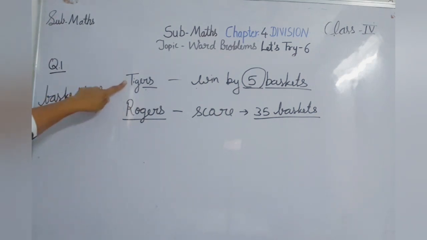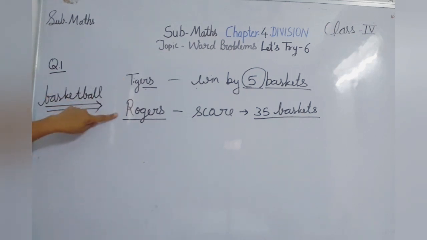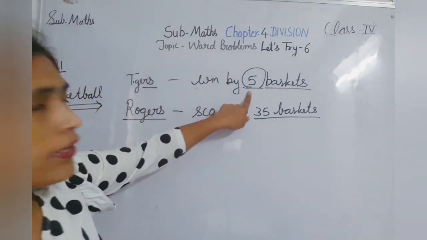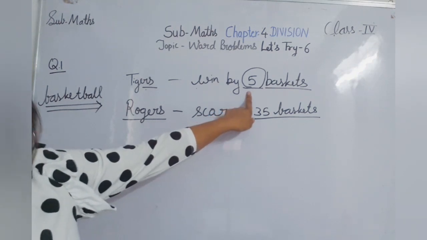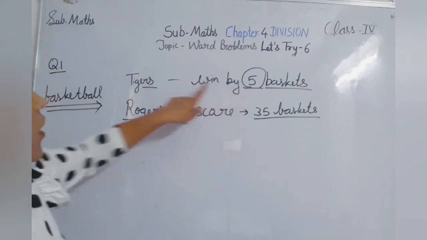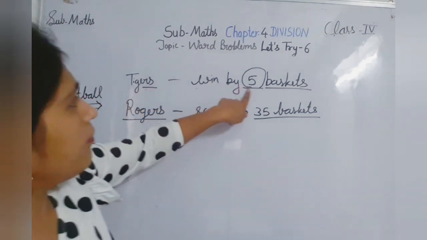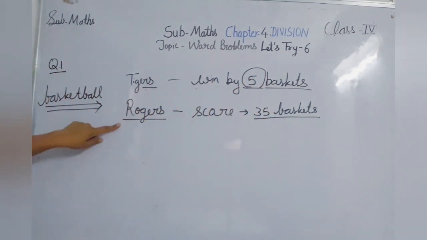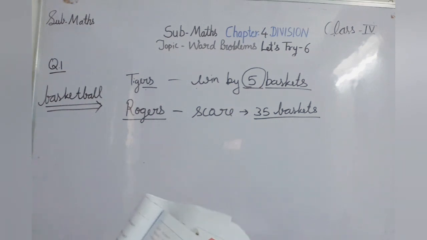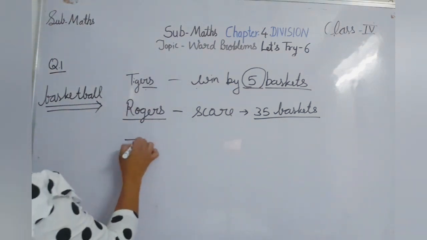They have mentioned that the Tigers beat the Roggers. Tigers beat the Roggers means the Tigers are the winning team here. The Tigers win by 5 baskets, or like in cricket you can say the Tigers win by 5 runs. Here the Tigers win by 5 baskets, and they have given us the Roggers' score: 35 baskets. Now they are asking what was the Tigers' score.